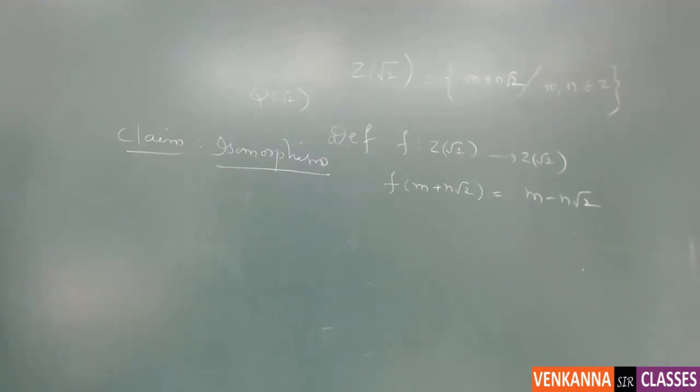So isomorphism is nothing but, under the definition of F, we have to verify that it is a homomorphism and it is a bijection, so that it will become an isomorphism. Agree? So please take a note of that.